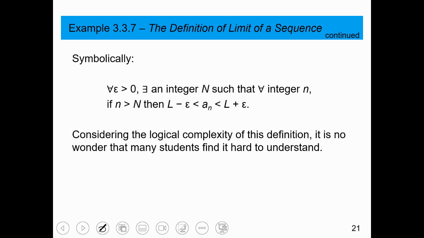Symbolically, it says for every epsilon greater than 0, there exists an integer capital N such that for all integers little n, if little n is greater than big N, then L minus epsilon is less than a sub n is less than L plus epsilon. What? Considering the logical complexity of this definition, it is no wonder that many students find it hard to understand.